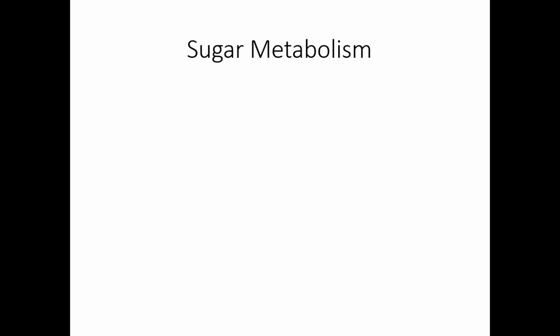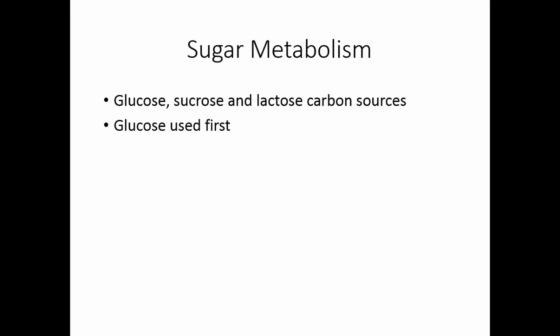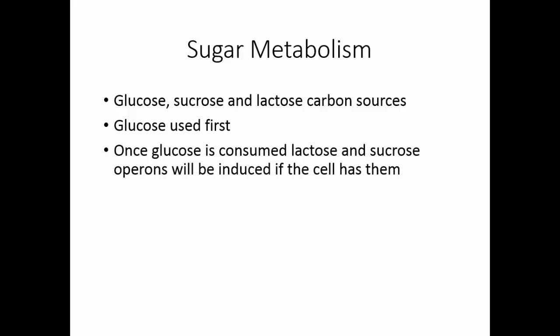The other test in the TSI involves sugar metabolism. There are three sugars in TSI: glucose, sucrose, and lactose, and these would be the primary carbon sources for microorganisms. You'll remember that glucose is the best utilized, easiest utilized of all of the sugars, and that organisms are geared to use glucose first, and only use glucose. Once the glucose has been consumed, then the organism will induce operons if they're available.